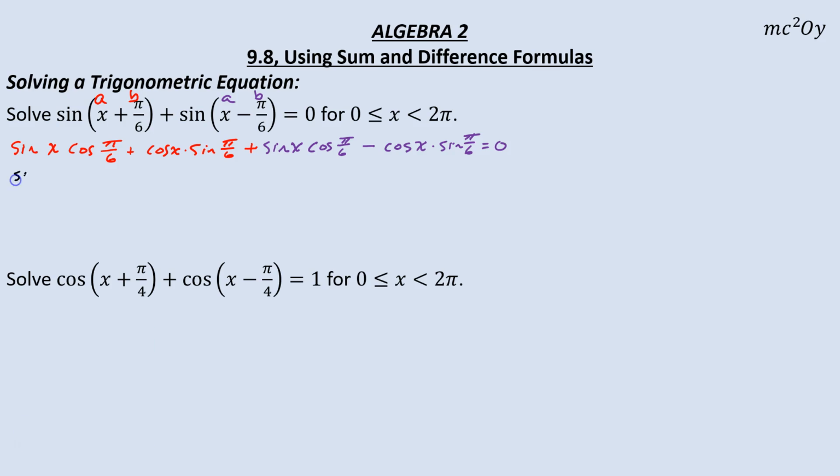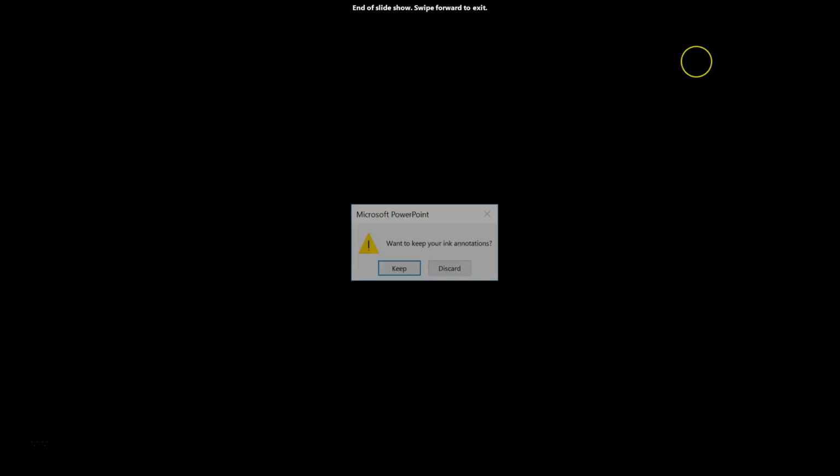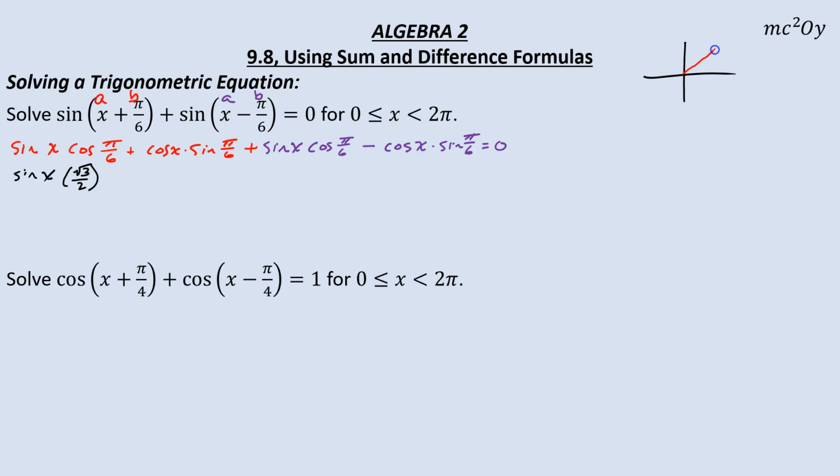sine x is just sine x. Cosine of pi over 6 is √3/2. Once again, I'm using the coordinate. So in my unit circle, at pi over 6, sorry about that, pi over 6 here, my coordinate is √3/2, 1/2. So cosine is √3/2 at pi over 6.